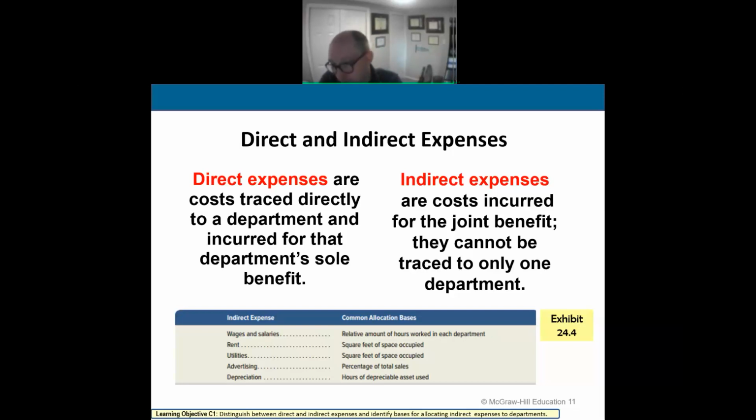That's $2 a square foot per month. $2 a square foot per month times the 5,000. That's $10,000 per month for the jewelry department for rent. That's how you would allocate it indirectly to that department. It's very similar to when we talked about activity-based cost.